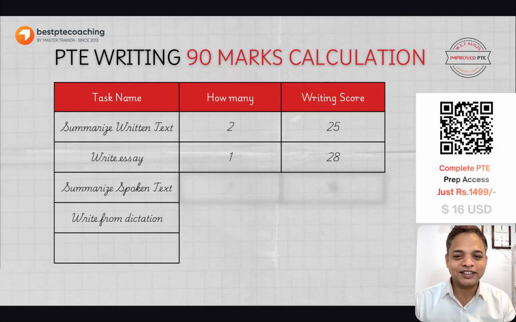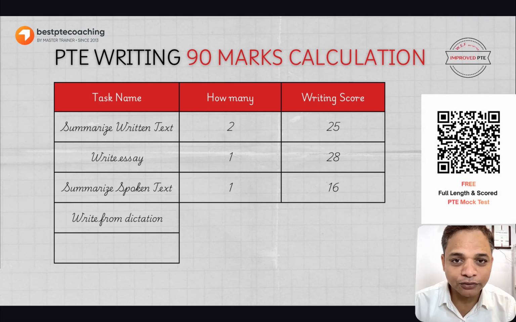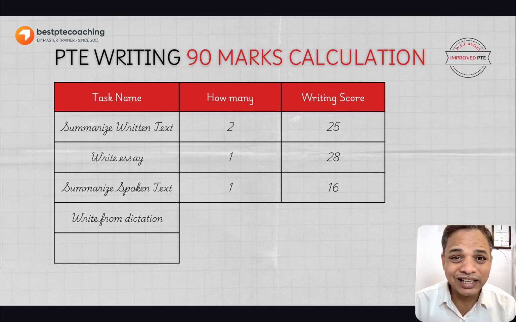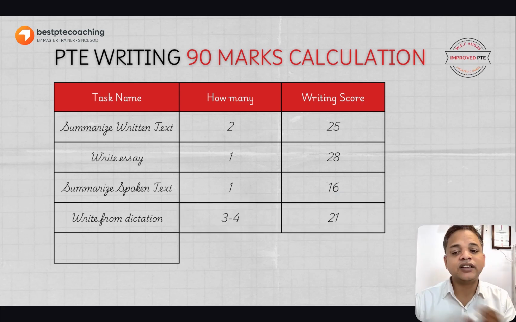Now look at this. Third one, summarize spoken text. It is not part of your writing module. It is part of your listening module, but it still gives you how many marks? 16 marks in writing. In other words, your performance in listening, summarize spoken text decides 16 marks for writing 90. Please understand.